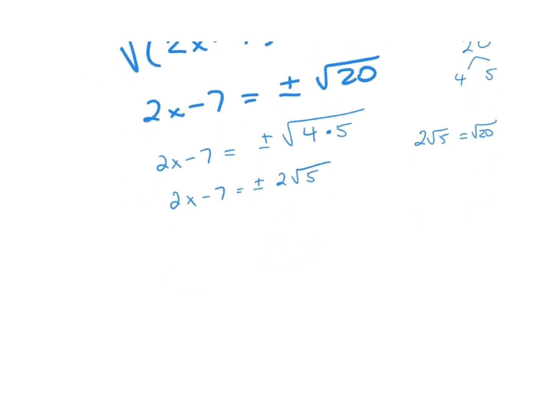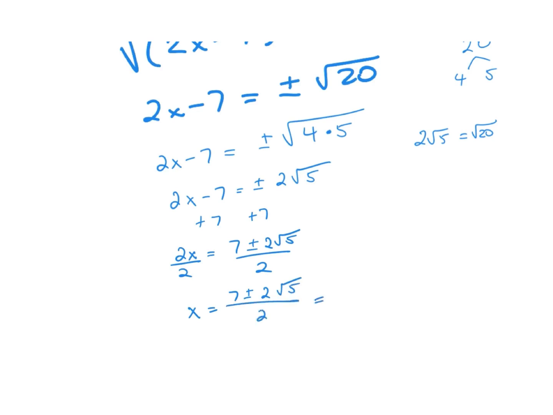Next, to solve, I'm first going to add 7 to both sides. Now, it doesn't matter where you write the 7. You can either write it in front of the plus or minus sign, or you can write it at the end. I'm going to rewrite it in front, though. So I have 7 plus or minus 2 times the square root of 5. And then finally, I'm going to divide everything by 2. So that means we have 7 plus or minus 2 times the square root of 5 all over 2.